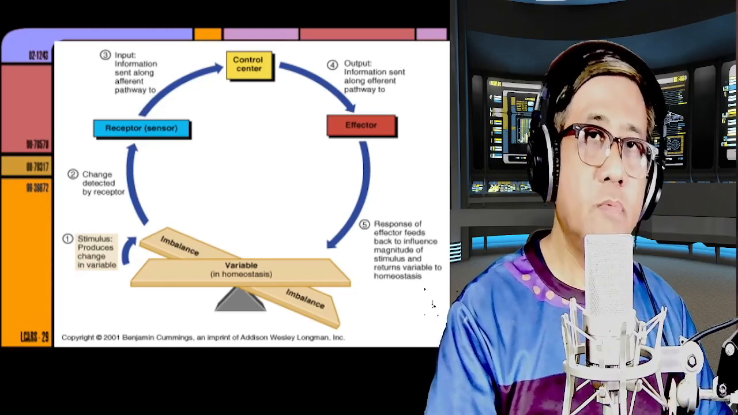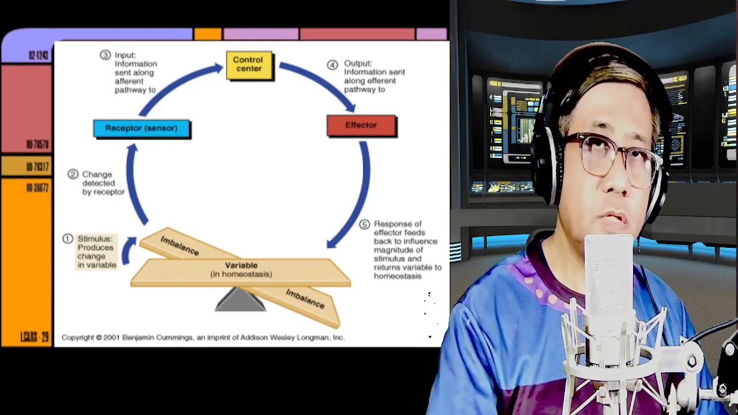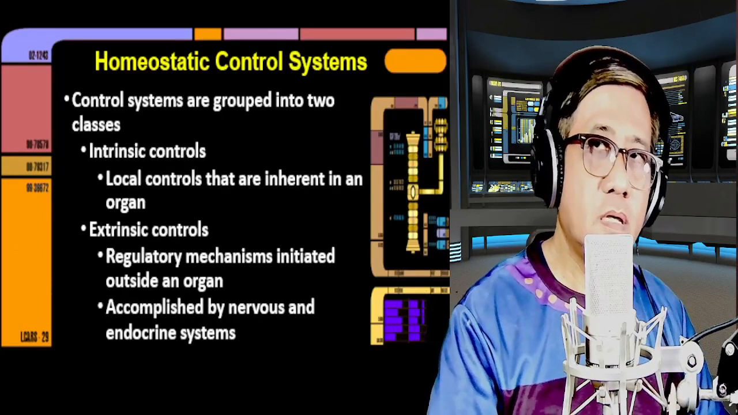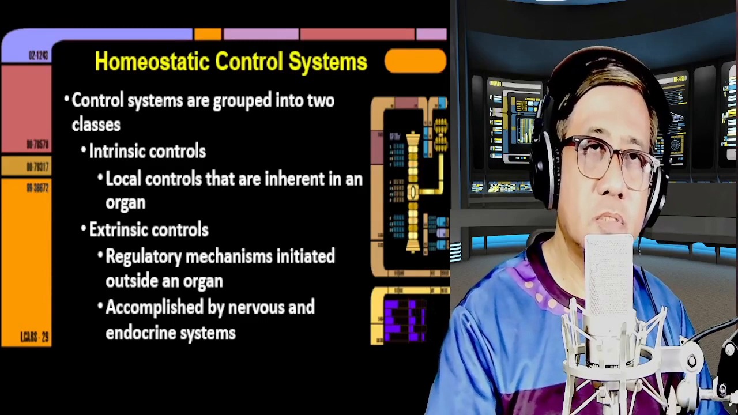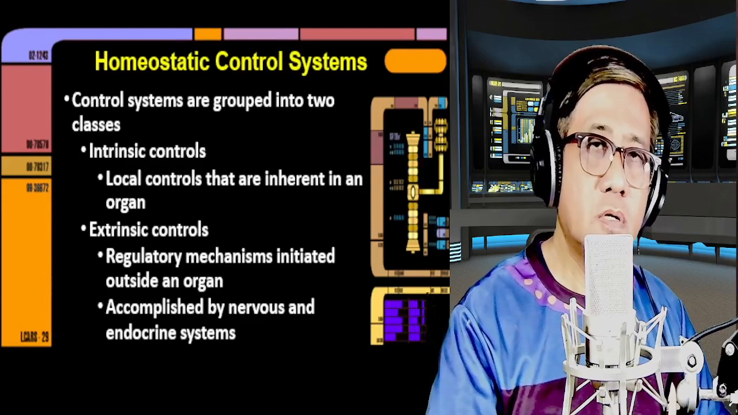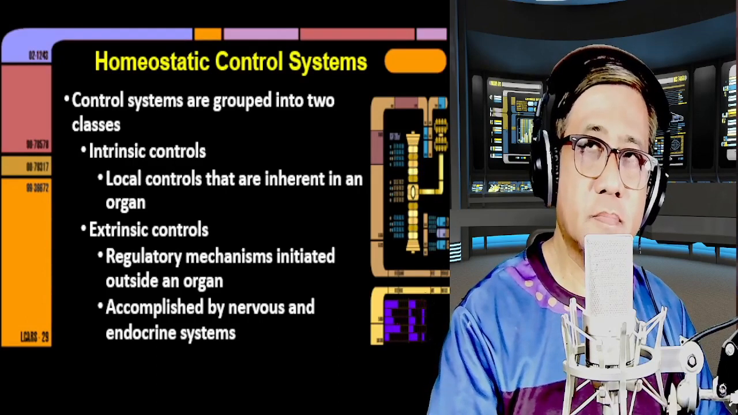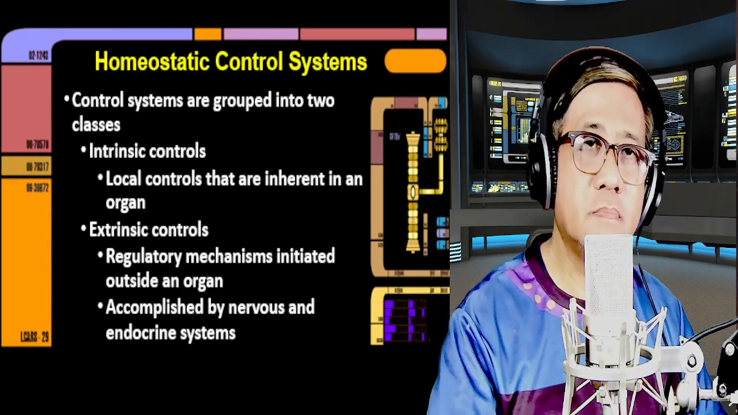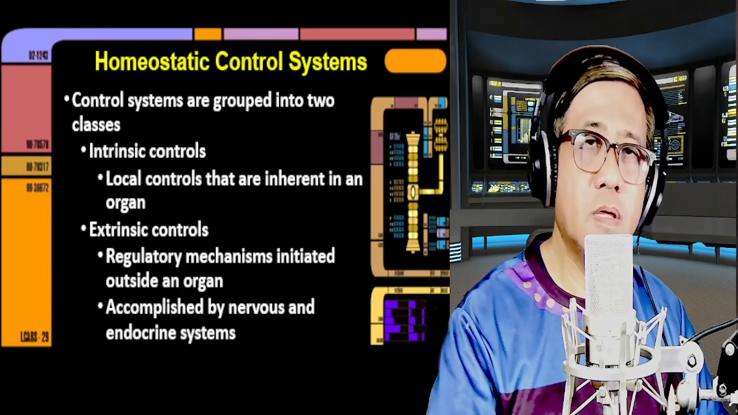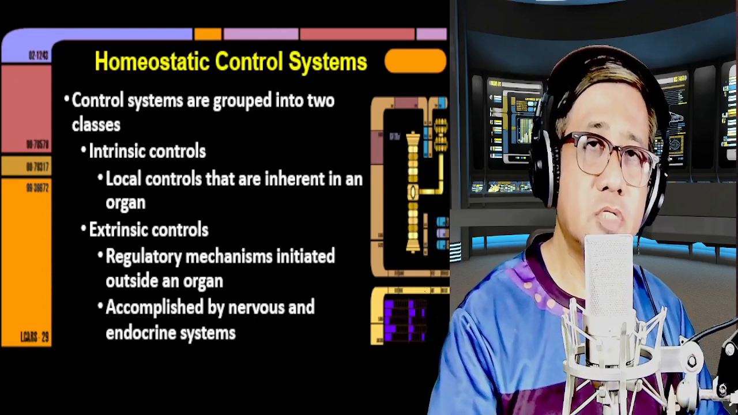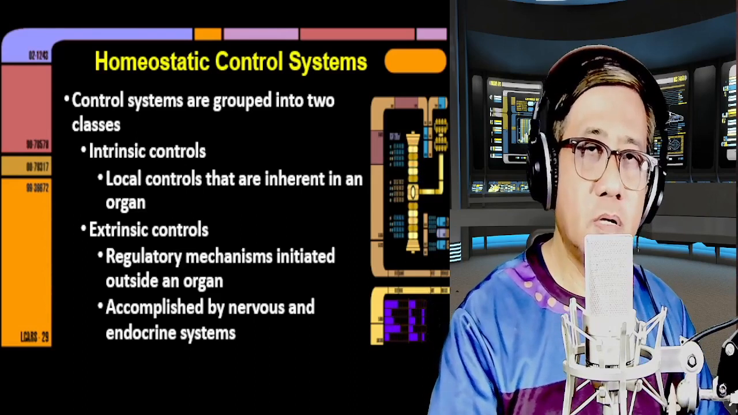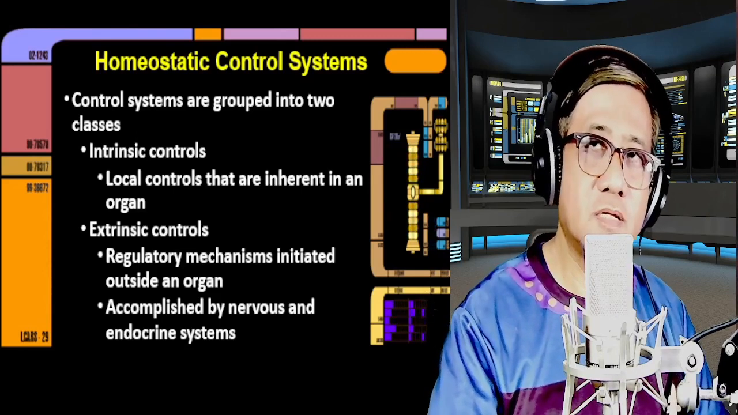Now class, these control mechanisms that I have been mentioning are grouped into two. So we have what we call intrinsic controls and extrinsic controls. Now when we speak of intrinsic controls, these are local controls that are inherent in an organ. So meaning automatic siya. Extrinsic controls, on the other hand, involves regulatory mechanisms that are initiated outside an organ. And this is accomplished by both the nervous and endocrine systems.